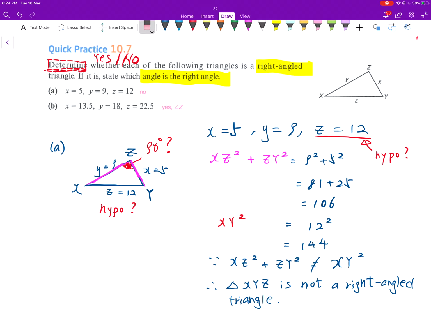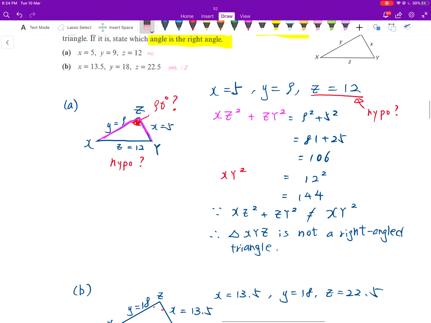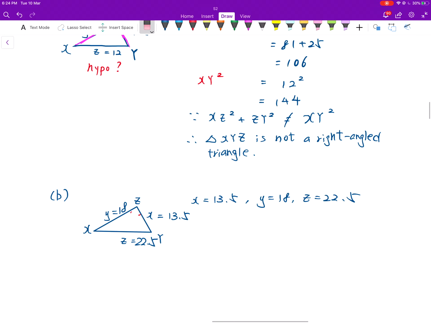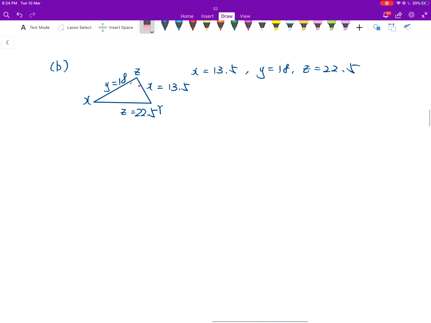Okay, then next, part B. x equals 15.5, y equals 18, z equals 22.5. So which side is the longest, and which one is more likely to be the hypotenuse? Of course, the longest side is more likely to be the hypotenuse, and this one is more likely to be the 90 degree angle. So we will check with these two lines first.